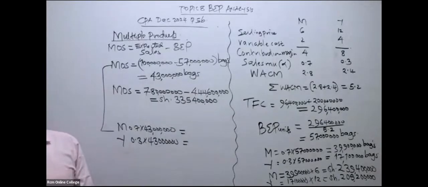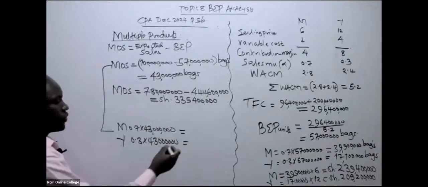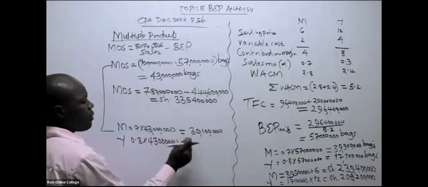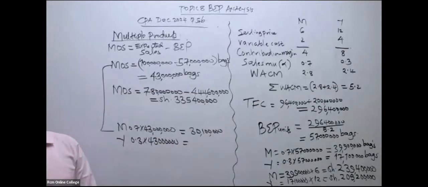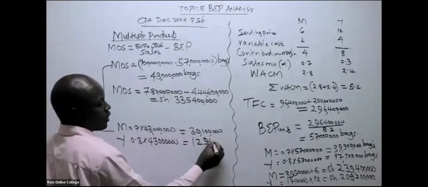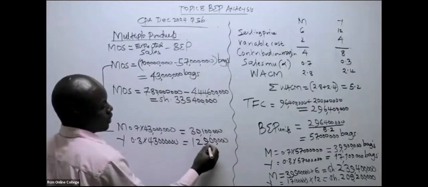What share will be taken by product M? Margin of safety for each product: 30 million, 100,000. How about Y? 0.3 of 43 million will be 12,900,000.